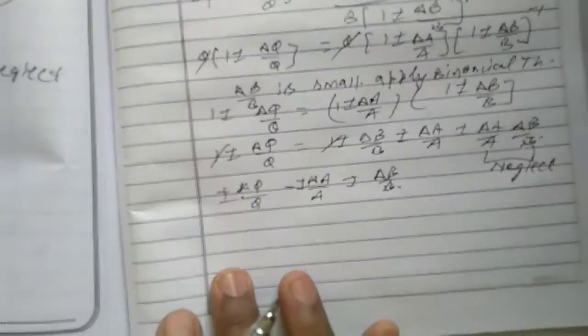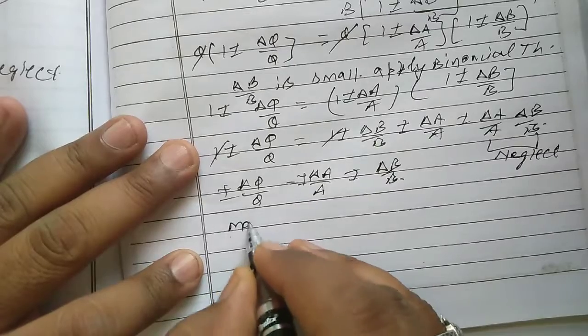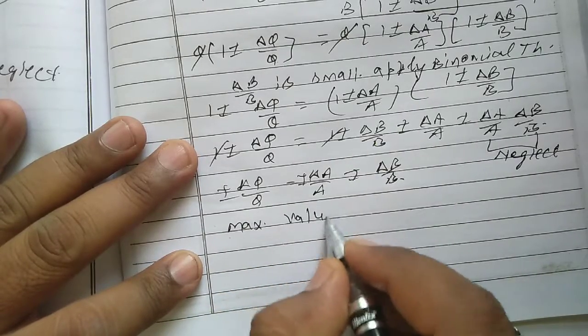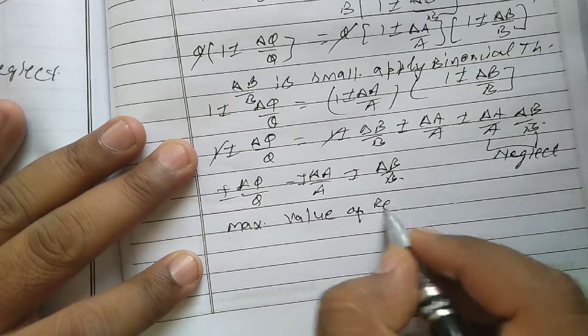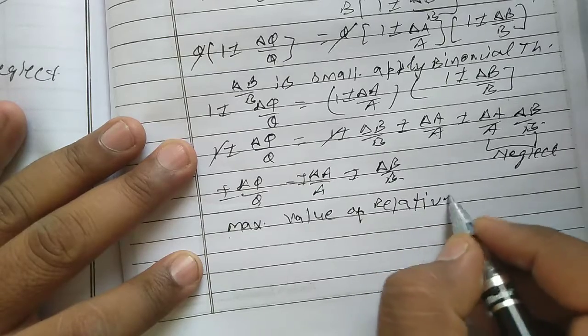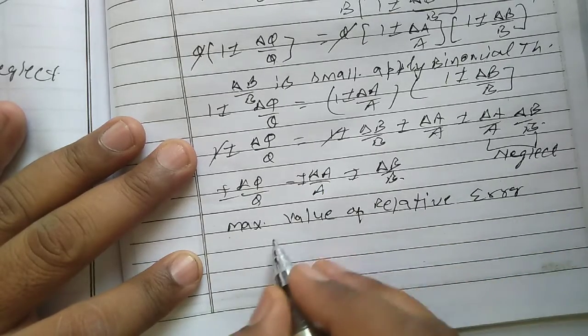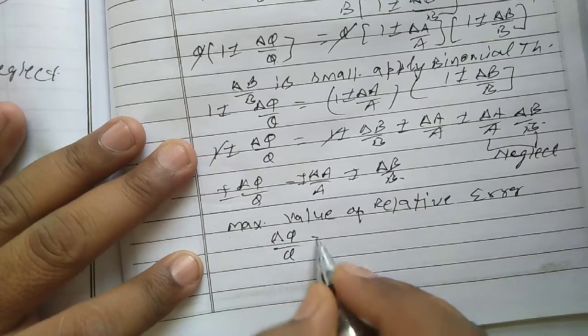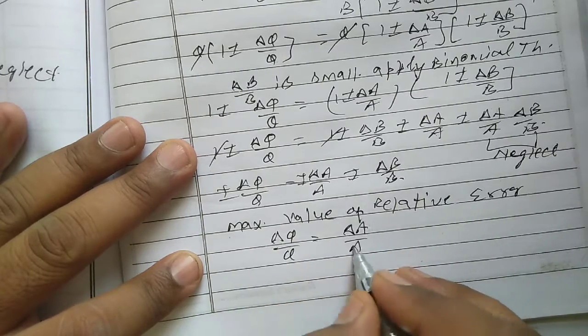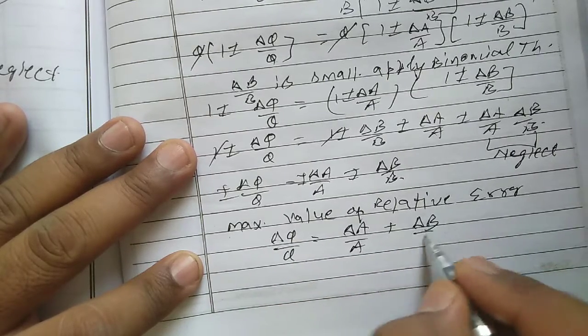Now the maximum value of relative error is delta q upon q equals delta a upon a plus delta b upon b.